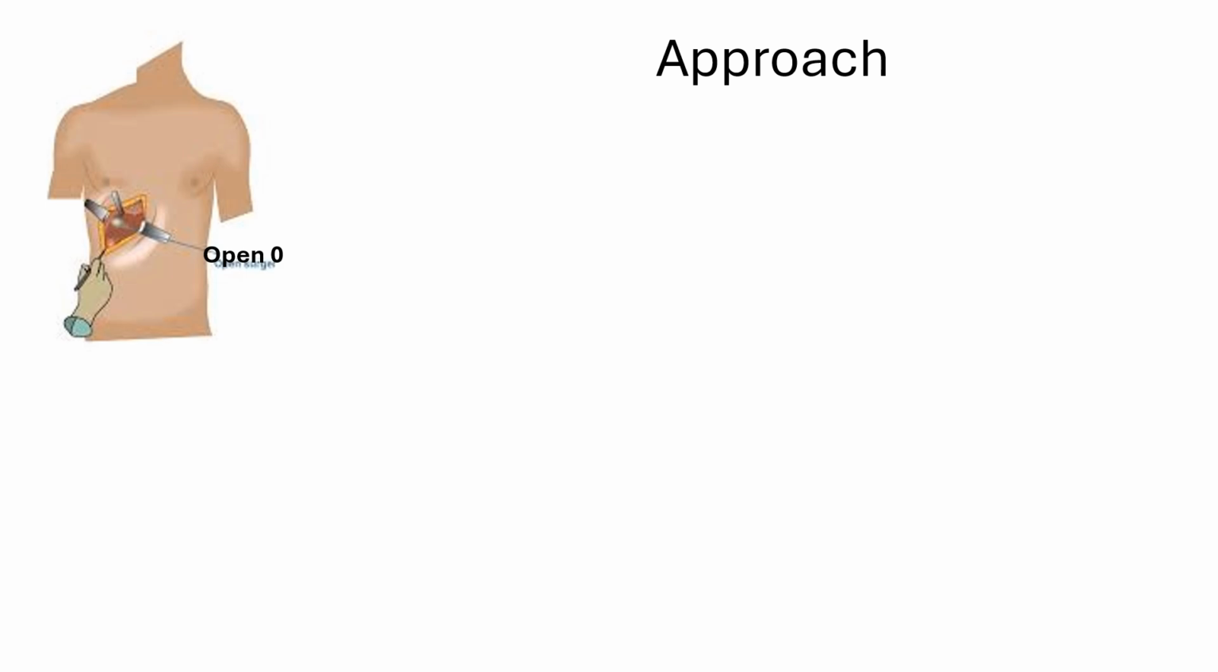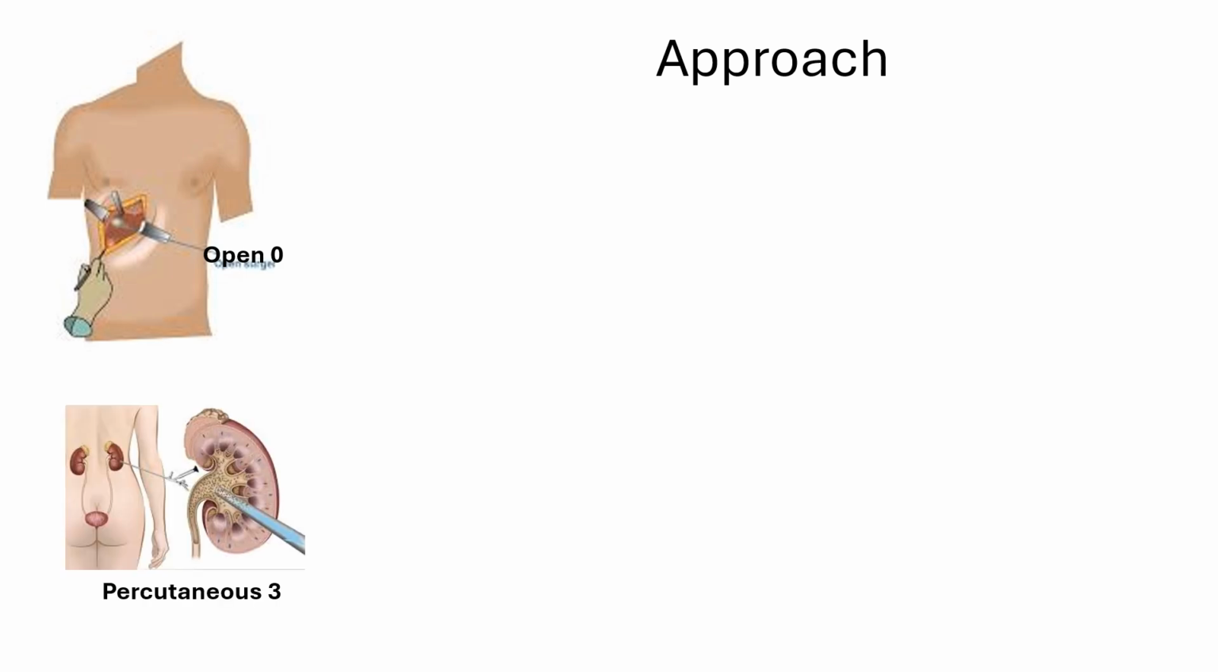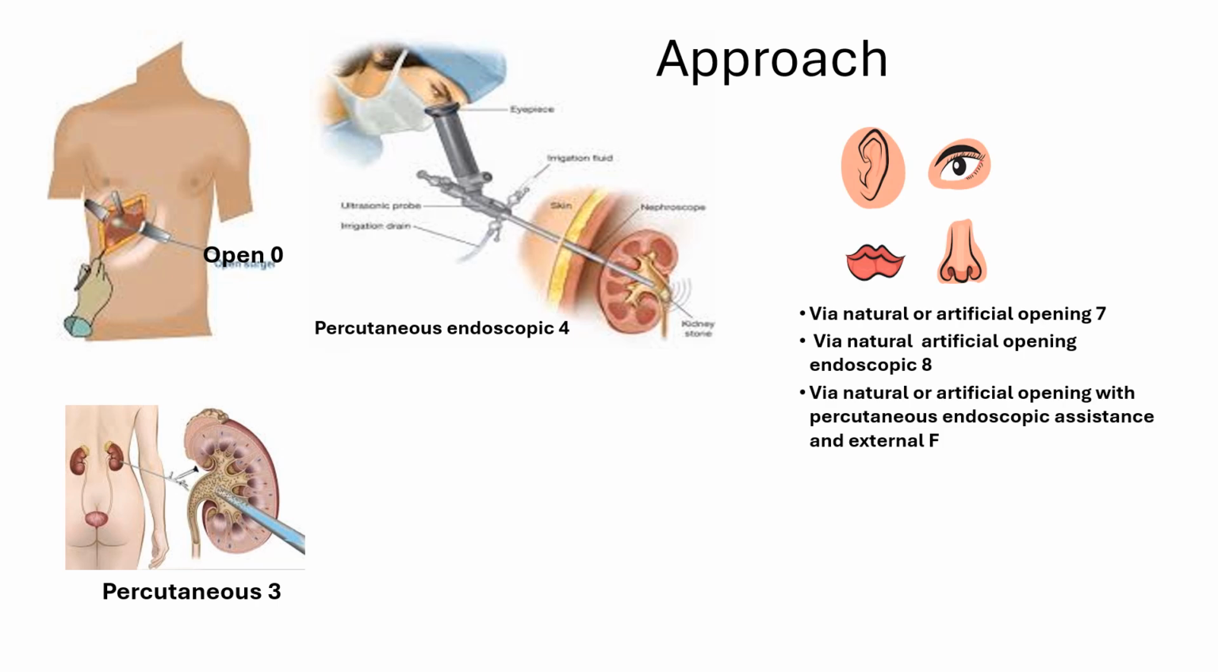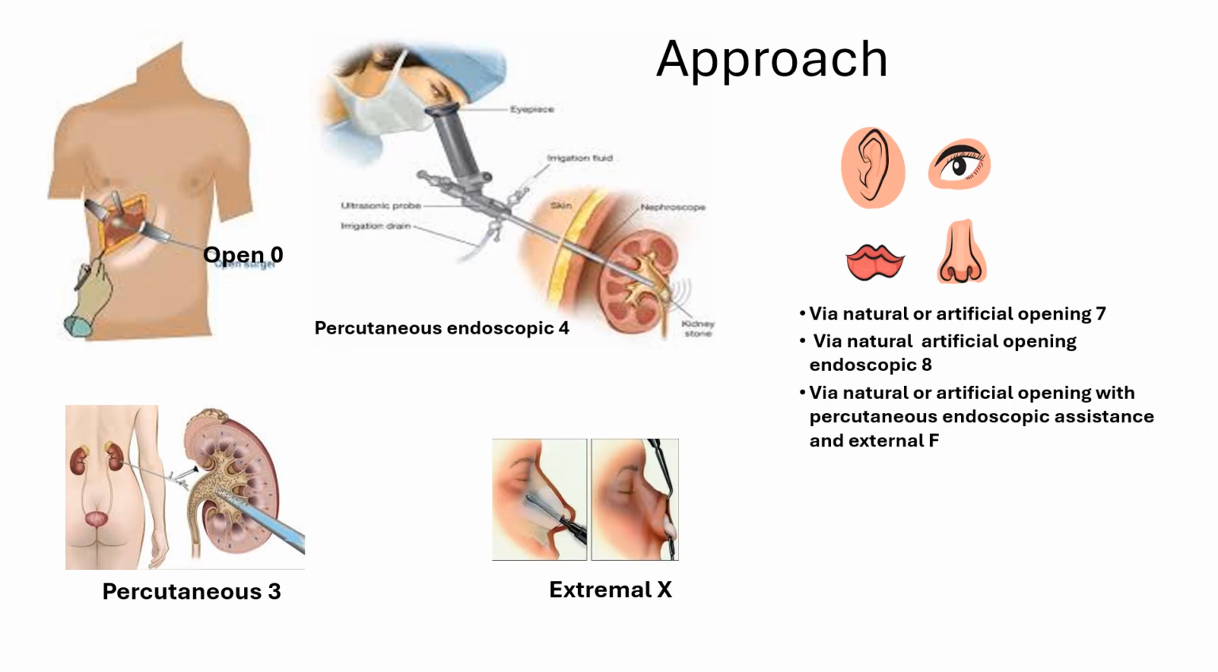There are 7 different approaches: open with a character value of 0, percutaneous with a character value of 3, percutaneous endoscopic with a character value of 4, via natural or artificial opening, character value 7, via natural or artificial opening endoscopic, character value 8, via natural or artificial opening with percutaneous endoscopic assistance, character value F, and external, which is character value X.